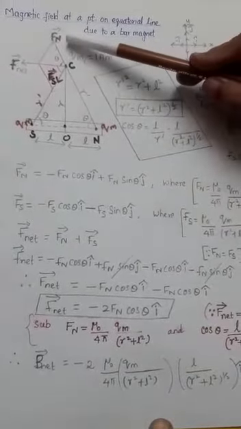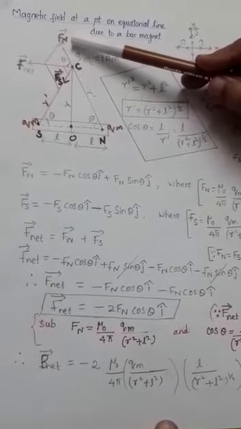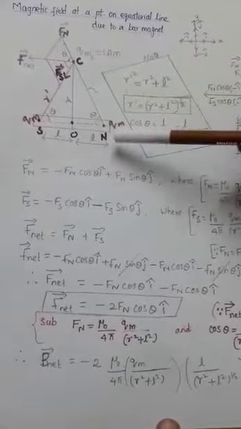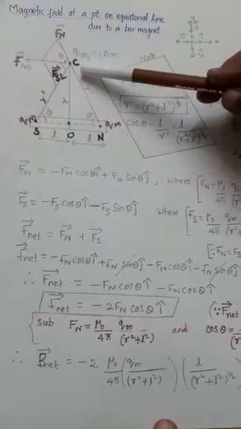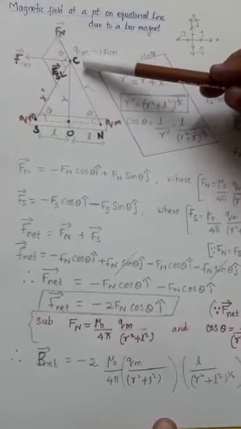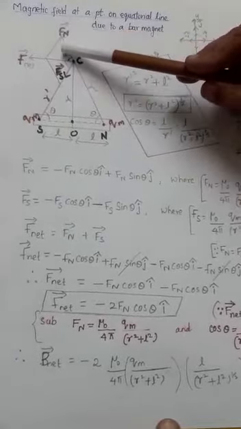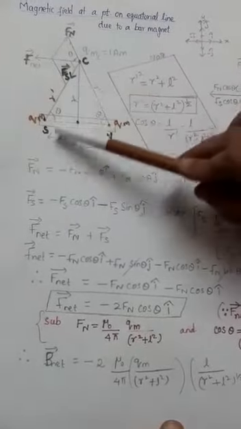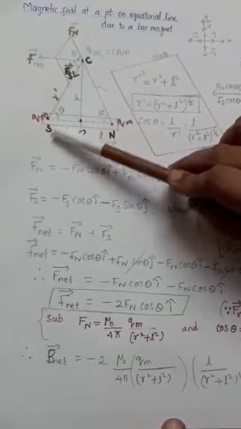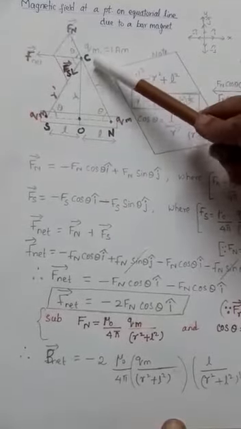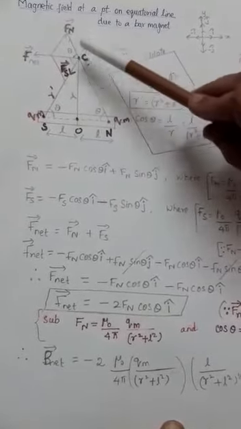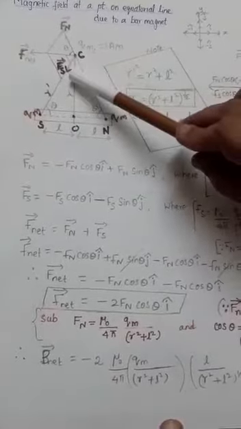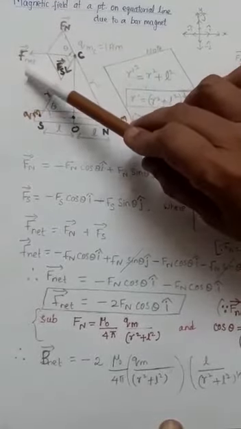What is this Fn, children? Fn is the force of repulsion between the north pole of the bar magnet and the unit north pole placed at this point. This is a repulsive force, so the arrow mark is away from the north pole. Fs is the attractive force between the south pole of the bar magnet and the unit north pole at the point C. The resultant of Fn and Fs is the net force F.